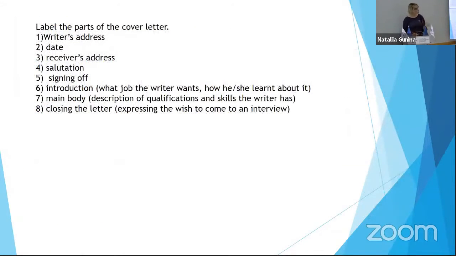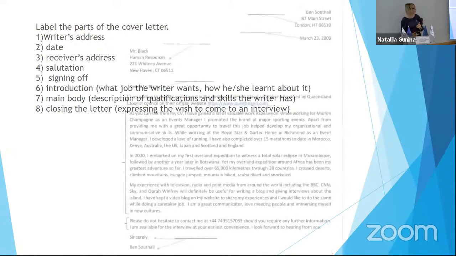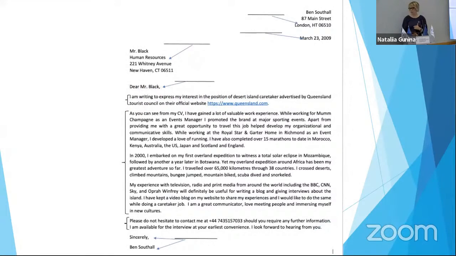We label the parts of the cover letter. So here are the traditional parts which we all have. And here is a letter. That is the same letter, but it's done as a handout, so you can actually label it. We usually do it in groups or pairs so that it's more interactive and students can talk to each other. That's perfect in multi-language groups, when we are not teaching only Russian students, but when there are several languages. So they practice their speaking skills anyway while discussing it with each other.